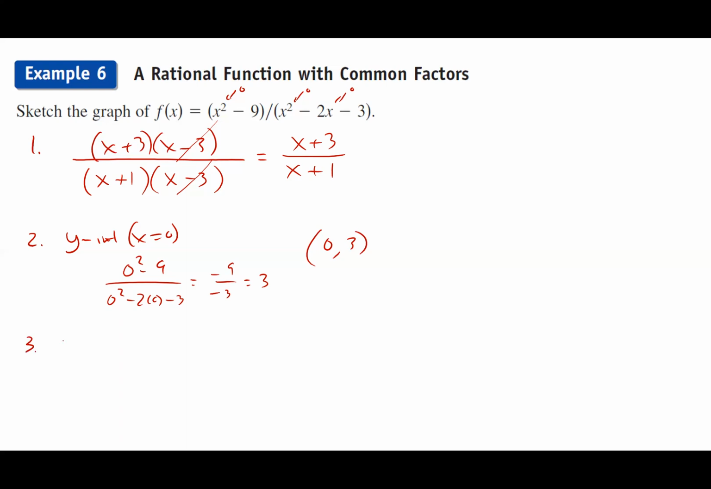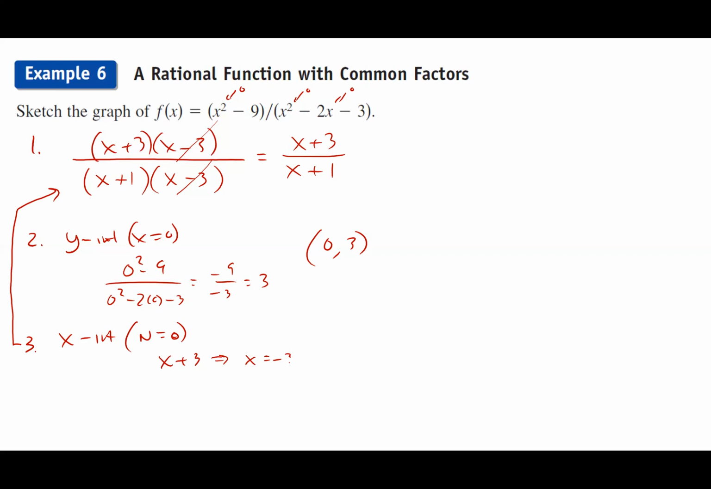Step 3, my X-intercept now. That's when the numerator is equal to 0. 3. Because then it would be 3 squared, so then it would be 9 minus 9. So it should just be 3. Yeah, hold on one second here. Let me see. Sorry, guys, change it up. So number 3 is going to use the simplified version. So we have ourselves X plus 3.